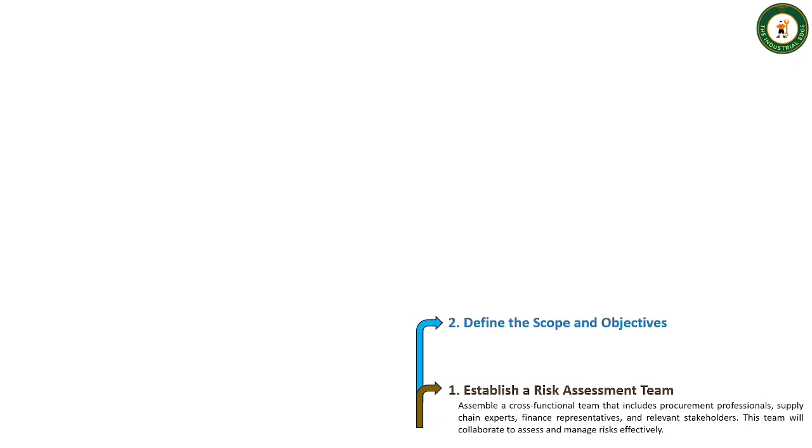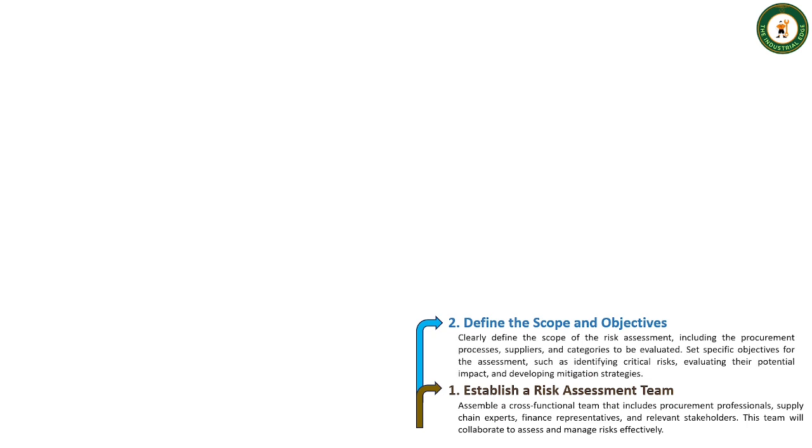Second, define the scope and objectives. Clearly define the scope of the risk assessment, including the procurement process, suppliers, and categories to be evaluated. Set specific objectives for the assessment, such as identifying critical risks, evaluating their potential impact, and developing mitigation strategies.